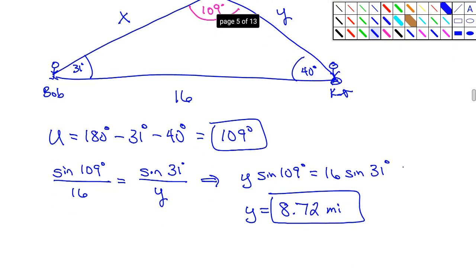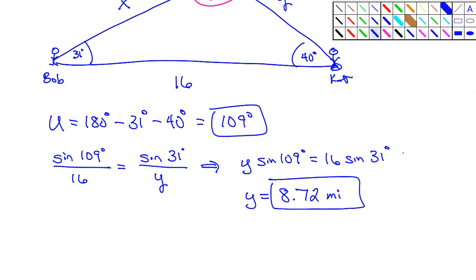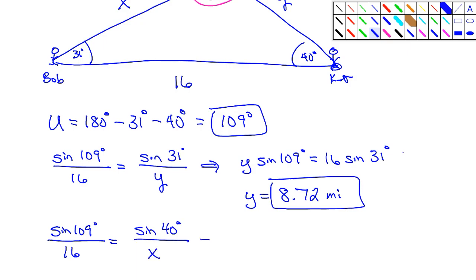And then let's go for x, which is the distance from Bob to the UFO. So we're going to again have the sine of 109 divided by 16 is equal to the sine of 40 degrees divided by x. And cross multiplying, we get x times the sine of 109 is equal to 16 times the sine of 40 degrees. And x is equal to 10.88 miles.